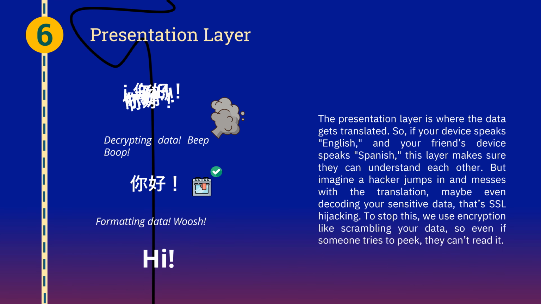Now let's just say your friend's device speaks Spanish and you speak English. This is what we call the presentation layer, where this data is transformed or translated from one to another. Now let's just say that a hacker wants to get this data. They get into this translation process, which is called SSL hijacking. To stop this, we try to scramble data so they can't see it.